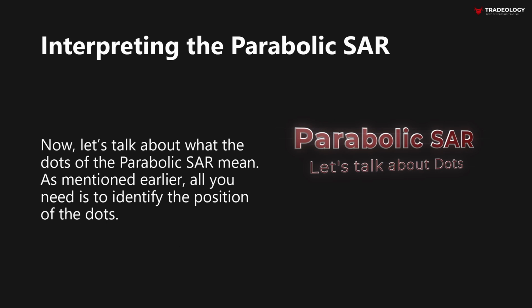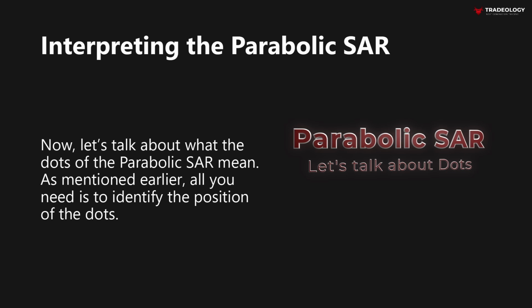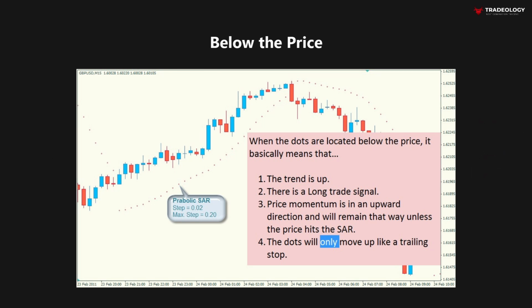Now let's talk about what the dots of the parabolic SAR mean. As mentioned earlier, all you need is to identify the position of the dots. Now, if we look at the image, when the dots are located below the price, it basically means that the trend is up, there's a long trade signal, price momentum is in an upward direction, and that will remain that way unless the price hits the SAR. The dots will only move up like a trailing stop.